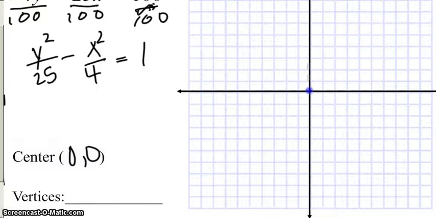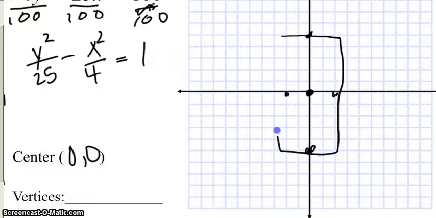When I graph, I go to 0, 0. This 25, even though it's first, is under y. So I go up 5 and down 5. Go ahead and put your dots there. Then I go over 2 and over 2 because this is under the x. And I am going to draw my box.